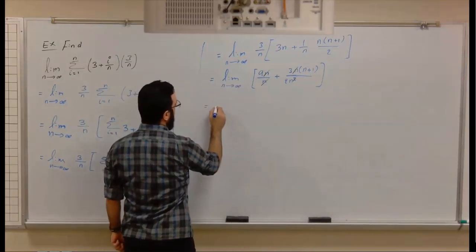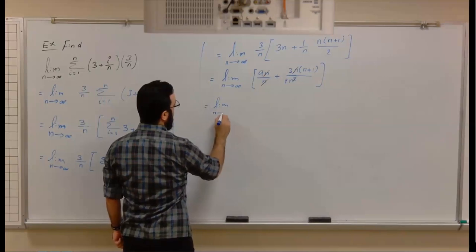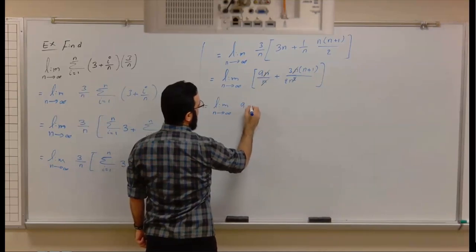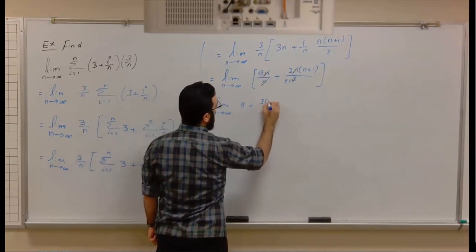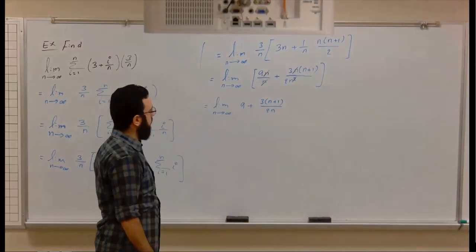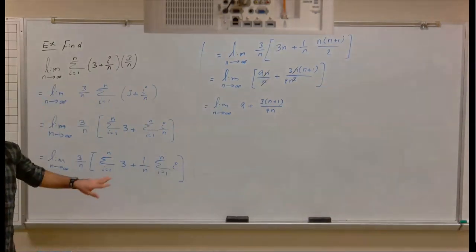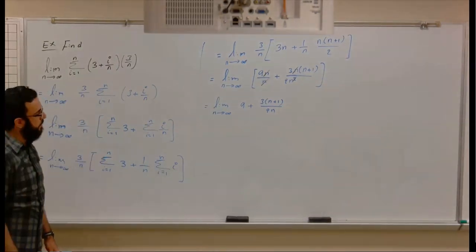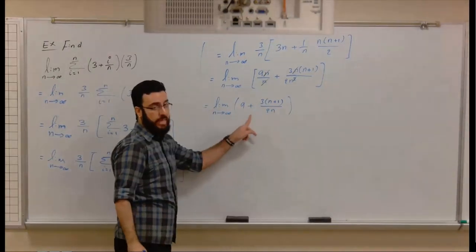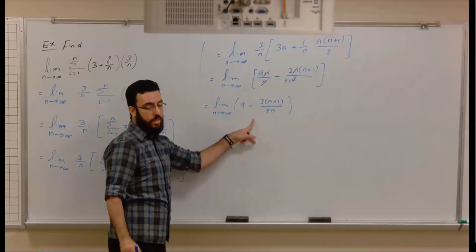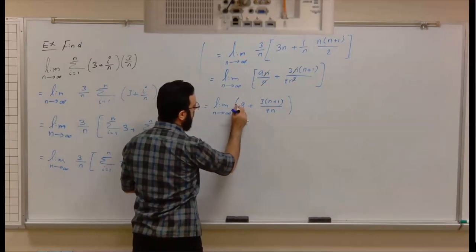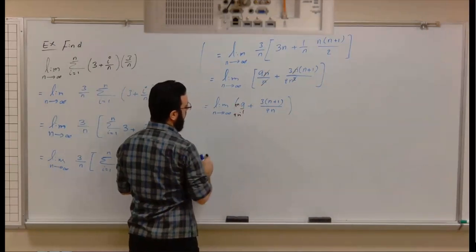So what's left? It's the limit as n approaches infinity of 9 plus 3n plus 1 divided by 2n. And what's the next step? Don't look at the limit. What's the next step? Yes, how are we going to combine? We have to get the least common denominator, which is to multiply. This is over 1. We're going to multiply by 2n. We're going to multiply by 2n.